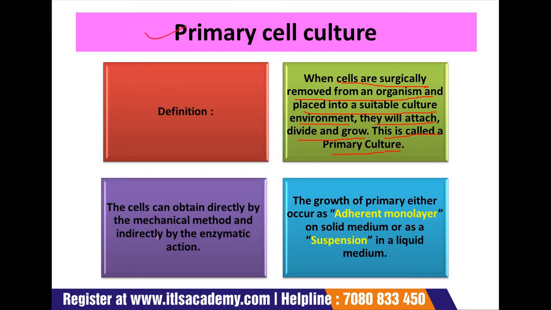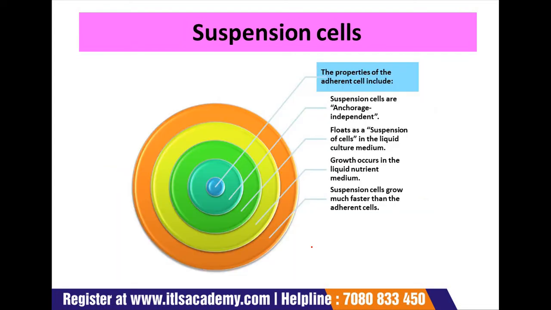So the cells can be obtained directly by the mechanical method and indirectly by enzymatic actions. Once the cells are obtained, they have to be cultured in a suitable container which is provided with all the nutrients required for cell division and growth. The growth of primary cells occurs either as an adherent monolayer on a solid medium or as a suspension in the liquid medium. So let's discuss what the adherent monolayer and the suspension layer are.